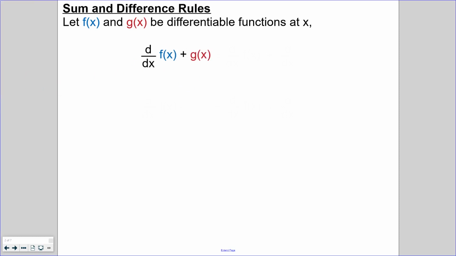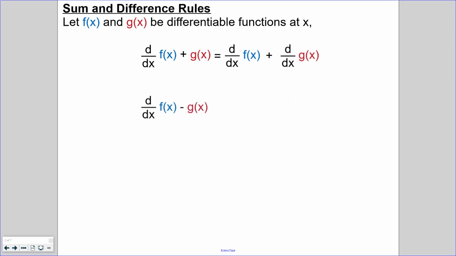And we're going to first look at the sum of two functions, so d dx of f of x plus g of x. And what this rule says is that if we want to find the derivative of a sum, all we have to do is find the derivative of each individual function and add them together. So d dx of f of x plus g of x is equal to d dx of f of x plus d dx of g of x.